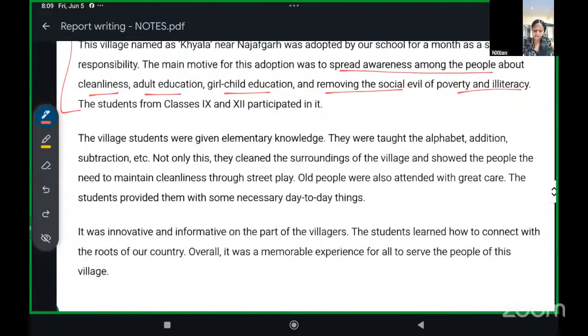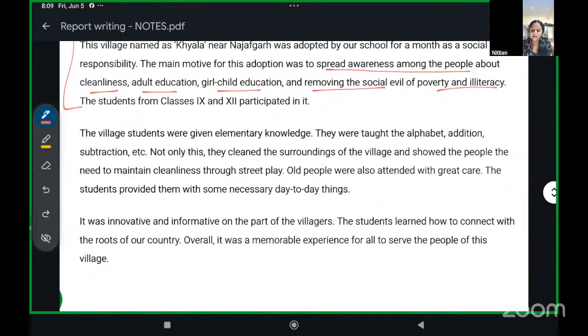Okay, then the village students were given elementary knowledge. They were taught the alphabet, additions, fractions, etc. Not only this, they cleaned the surroundings of the village and showed the people the need to maintain cleanliness through street play. Old people were also attended to with great care. The students provided them with some necessary day-to-day things. This is the body.